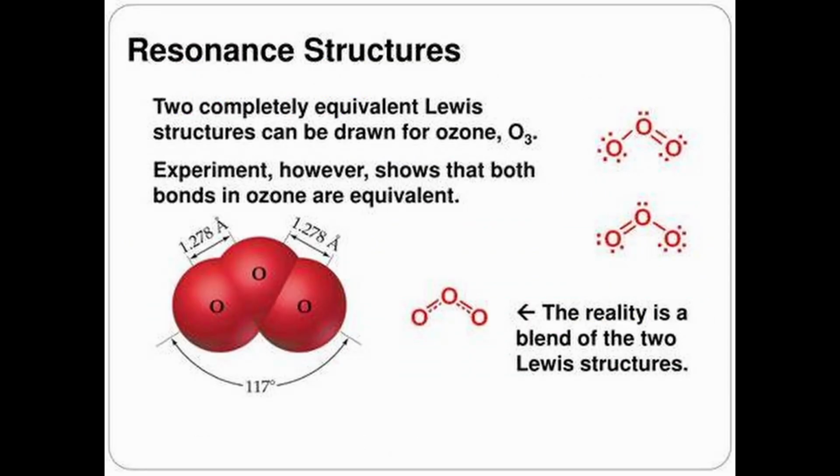Sometimes a single Lewis structure isn't enough to represent a molecule accurately. Take ozone as an example. In its two possible structures, we see one single O-O bond and one double O-O bond.